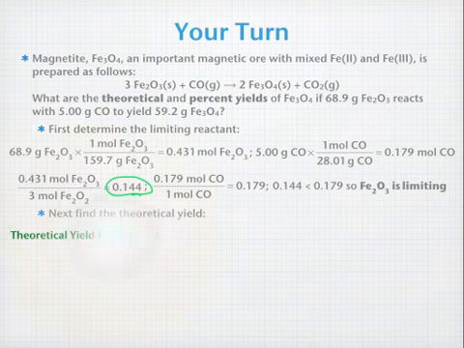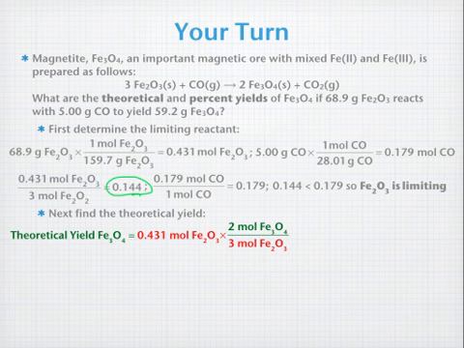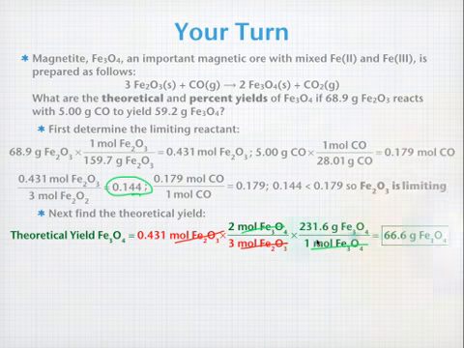Let's find out the theoretical yield. Starting with the Fe2O3, we have 0.431 moles of Fe2O3. Remember, we're starting with the original moles, not the mole equivalent. We're going to multiply by the ratio 2 moles of Fe3O4 over 3 moles of Fe2O3, and the Fe2O3 moles cancel out. Multiply by the molar mass of the Fe3O4, and now the moles of the Fe3O4 cancel out, and that gives us our theoretical yield.